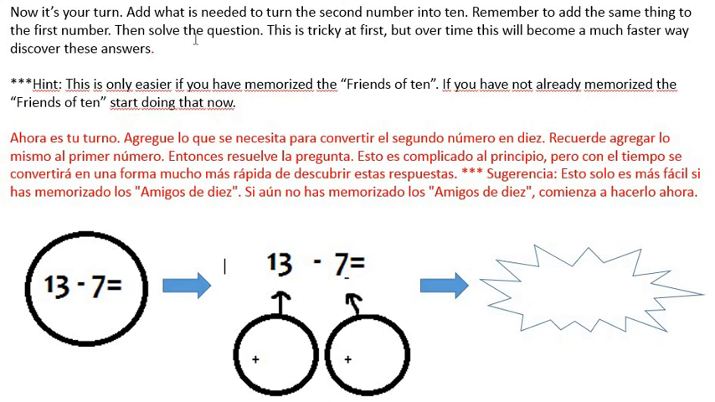Then solve the question. This is tricky at first, but over time, this will become a much faster way to discover the answers. Hint: this is only easier if you have memorized the friends of 10. If you have not already memorized the friends of 10, start doing that now.